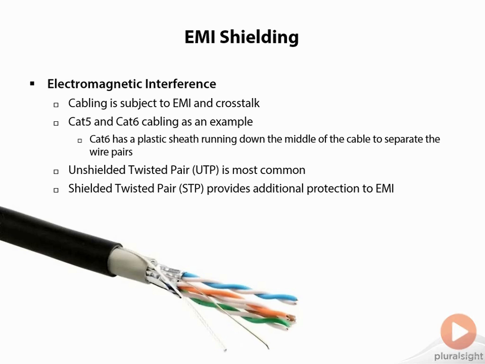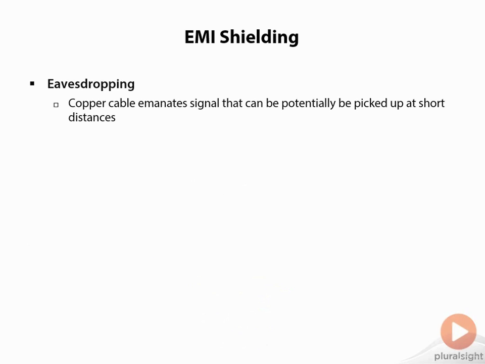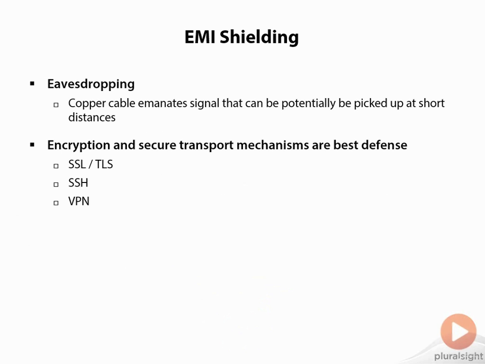take place. All right, so we also need to make sure that we're aware that cabling in general can also be susceptible to eavesdropping. So when we're worrying about EMI, we should also be worrying about eavesdropping if in fact that is something that we need to worry about within our own data center, within our own cable runs and so forth. So copper emanates a signal that can be potentially picked up at short distances. So again, if someone's sitting within close proximity to our cabling and they have the right tools, they can potentially lift the communication off of that wire.